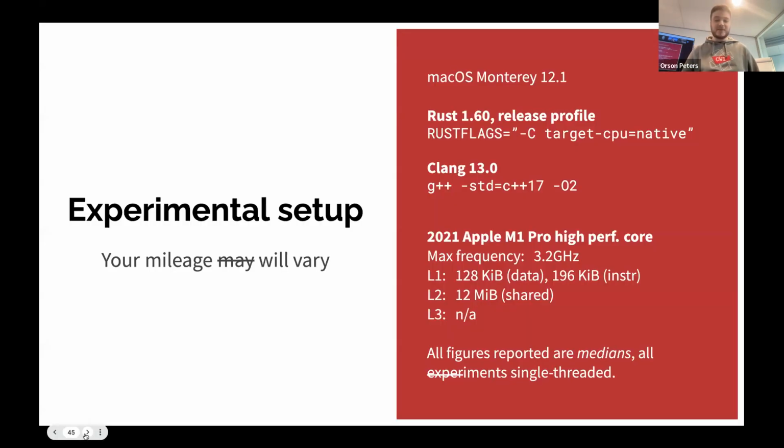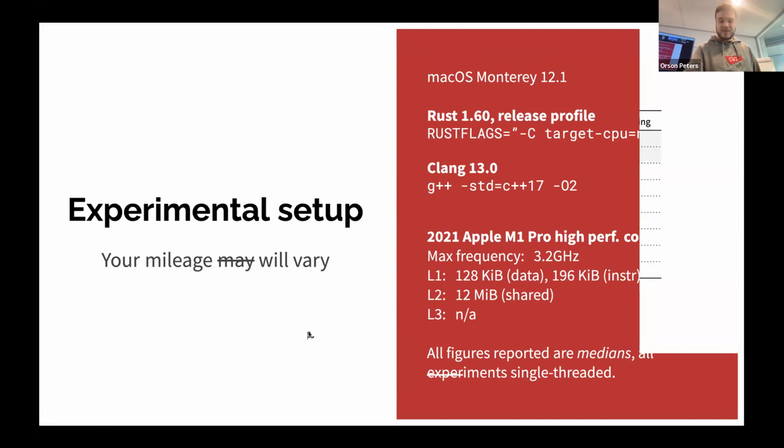All right, Google Slides does not like videos. So I will talk a bit about actual numbers. This is my experimental setup. It's a 2021 MacBook Pro. I use the latest version of Rust, and I don't know if it's the latest version of Clang, but it's pretty recent. And we have roughly 12 megabytes of cache.